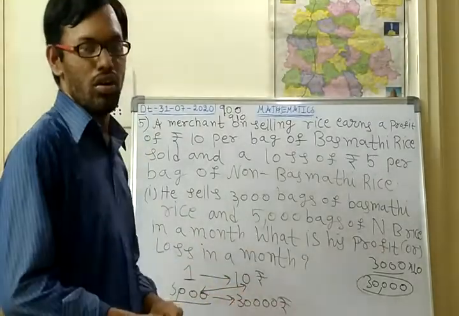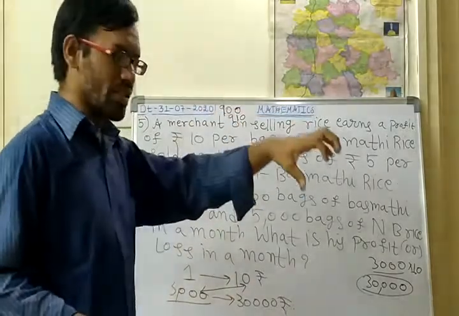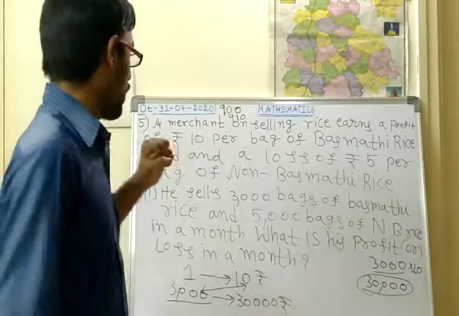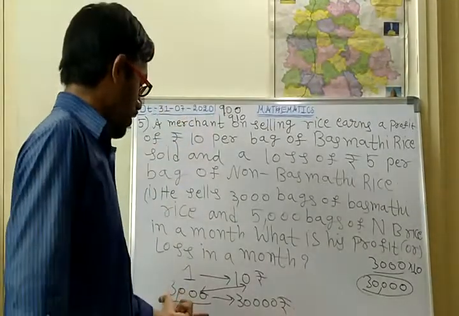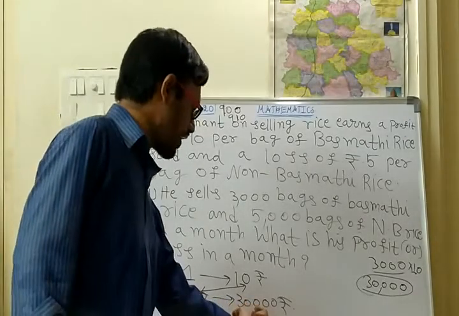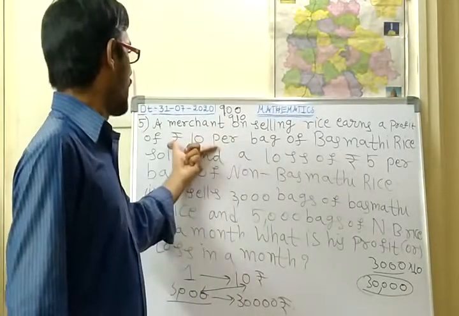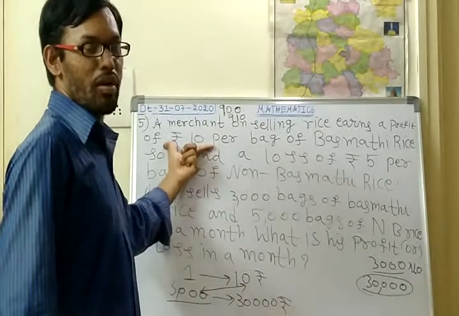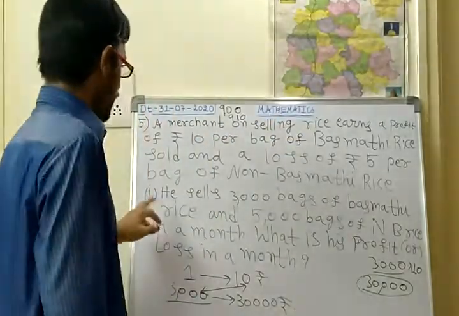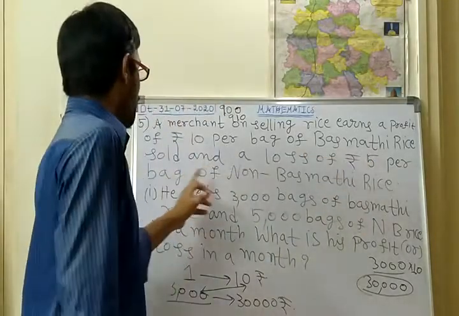Okay, so this is a profit. That means he gained extra money, not as the MRP or market price. Instead of the market price he got an extra 30,000 for gaining a profit of 10 rupees for each bag of basmati rice. Next, a loss of rupees 5 per bag of non-basmati rice.